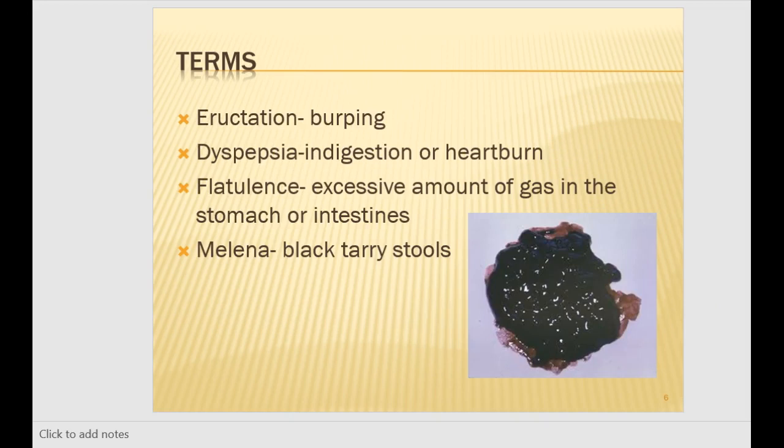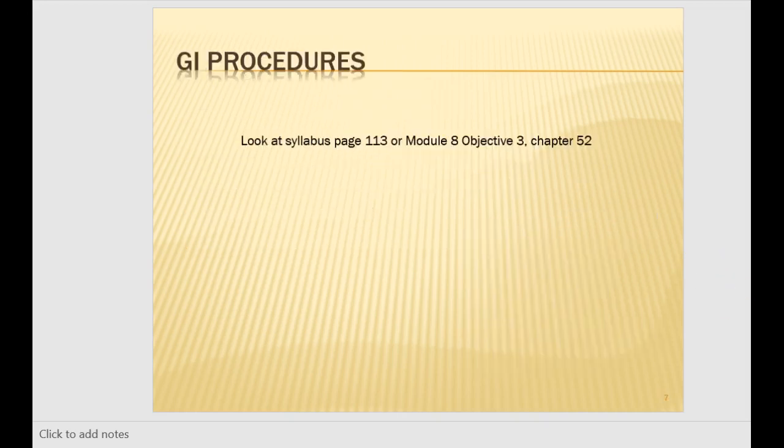Here's more terms. These are simple terms that you should be aware of. This picture is referring to your melena, black tarry stools. Flatulence, excessive amount of gas in the stomach or intestines, and so forth. Okay, understand what burping is. You may have someone tell you the medical terminology.